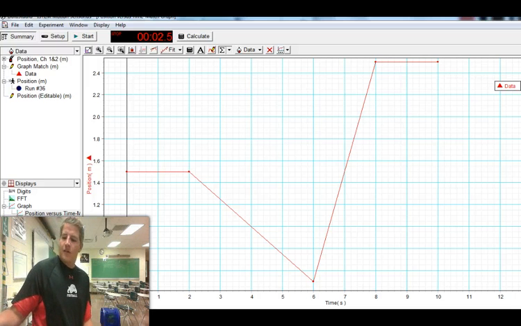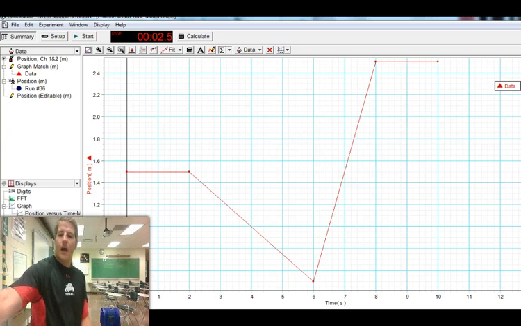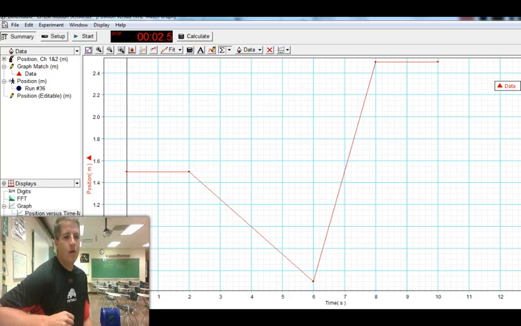After you answer those questions, like how close should you be to the motion sensor at the beginning, or for how long should you stand still, answer all of those and then move on to number 3. Number 3 is when we get to start moving around.